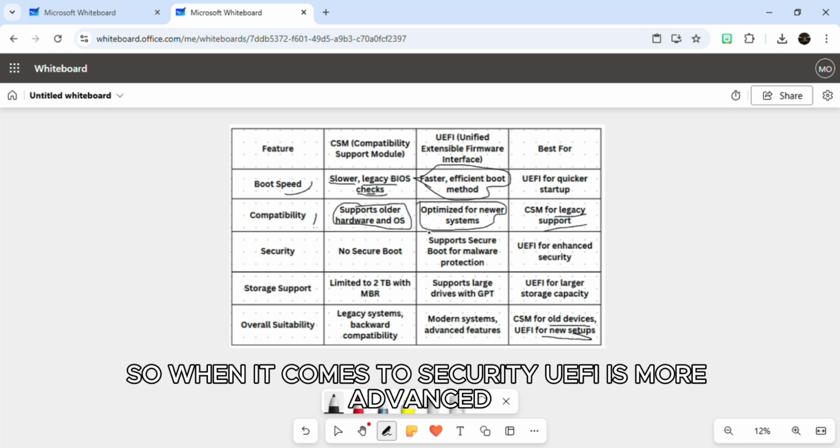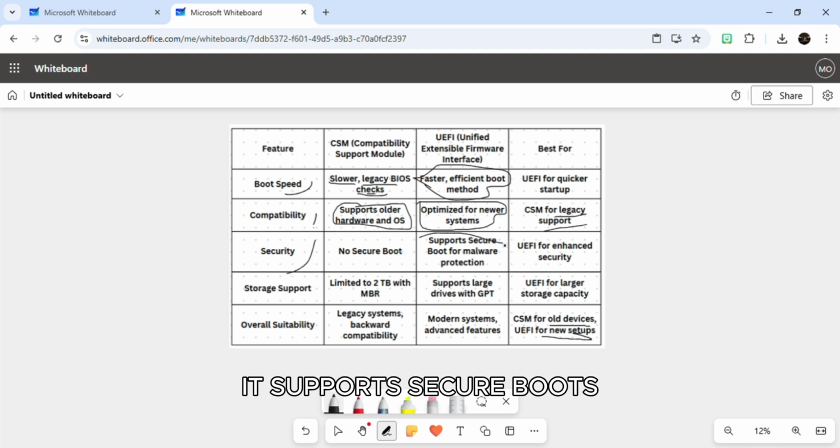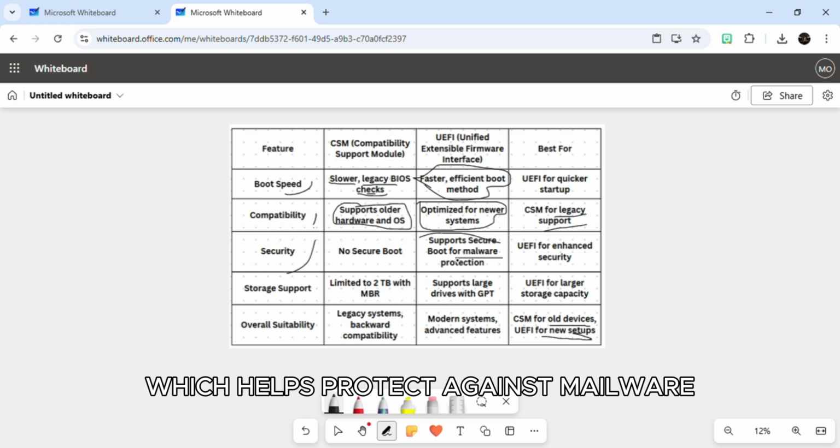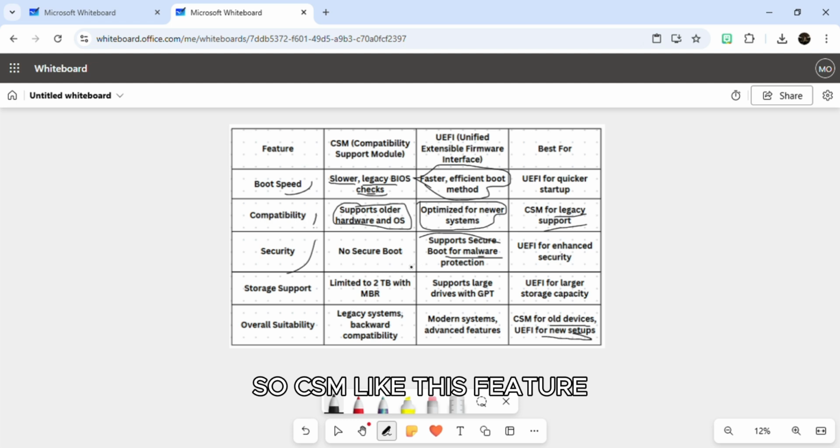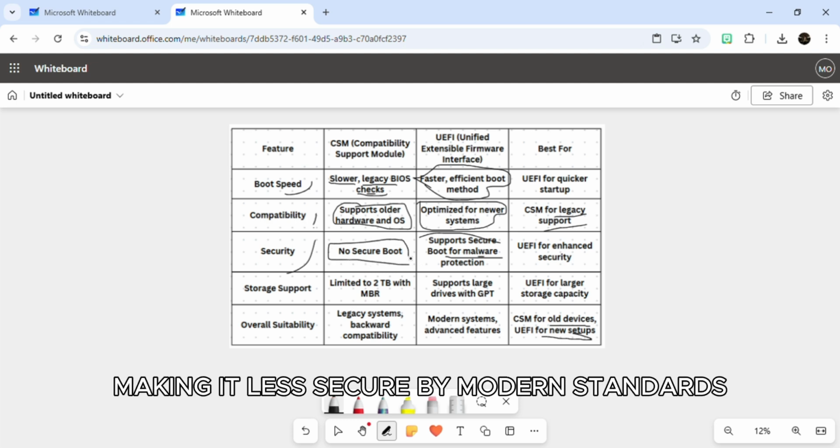So when it comes to security, UEFI is more advanced. It supports Secure Boot, which helps protect against malware by allowing only trusted software. CSM lacks this feature, making it less secure by modern standards.